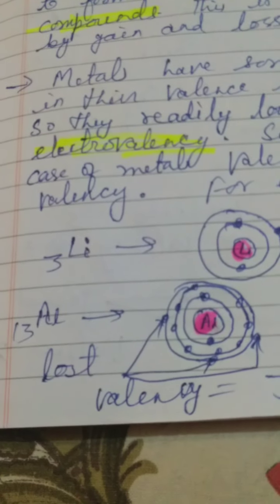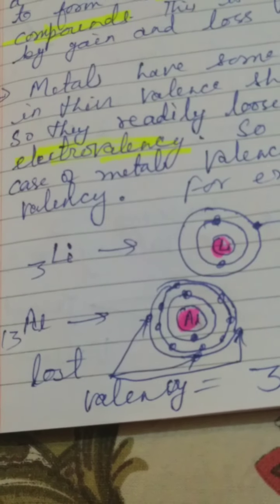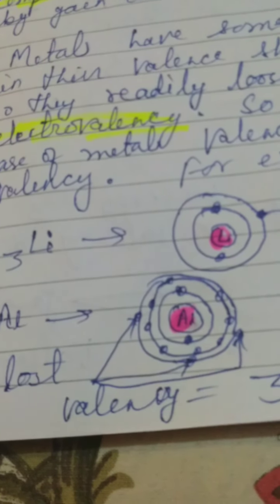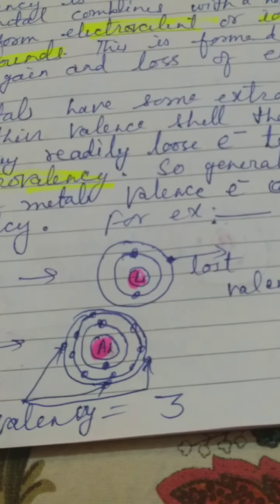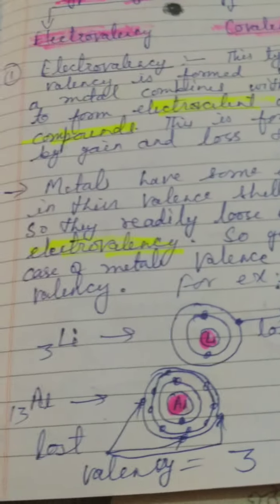यहाँ पर मैंने आपको एल्यूमिनियम का केस दिखाया है. एल्यूमिनियम की 13 होती है, 13 यानी कि 283 एंड दीज 3 इलेक्ट्रॉन्स आर द वैलेंस इलेक्ट्रॉन्स एंड दे आर लॉस्ट. So valency will be 3 and aluminium is always and always trivalent. So these are the electrovalency, children.